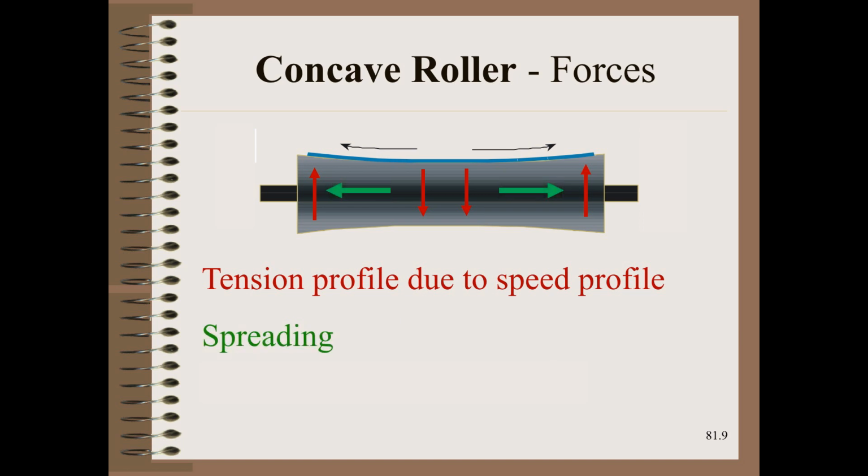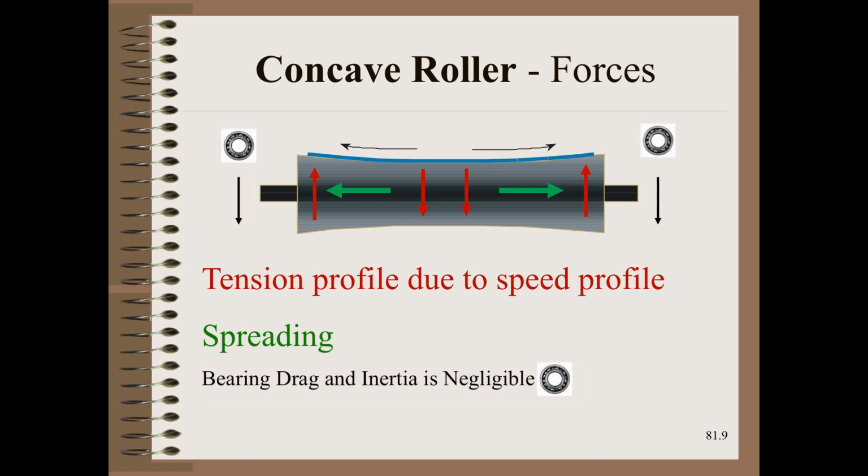Shown in green are the spreading forces acting outward. Finally, shown in black is the bearing drag that tends to slow all rollers, which in the case of a concave spreader is negligibly small.